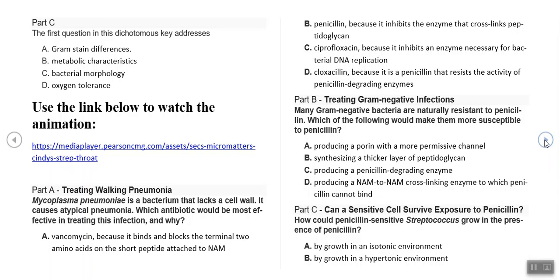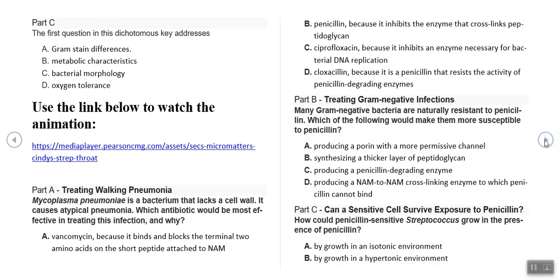So we're going to look through our list and ask what here is saying anything about a cell wall? And if it says something about a cell wall, we have to cross it off. So A, vancomycin, because it binds and blocks the terminal 2 amino acids on the short peptide attached to NAM. When you say NAM, you're thinking N-acetylmuramic acid. When you see N-acetylmuramic acid, you're thinking the sugar-peptide cross links, the sugar-peptide combination of a cell wall. So A doesn't work. We're going to move on to B. Penicillin, because it inhibits the enzyme that cross-links peptidoglycan. No, we can't have any drug that's going to be targeting peptidoglycan because it doesn't have a peptidoglycan cell wall, so that's a waste of time and energy. So letter B doesn't work.